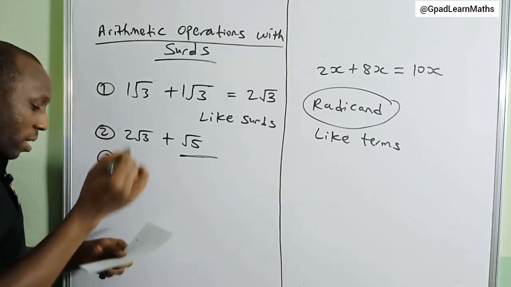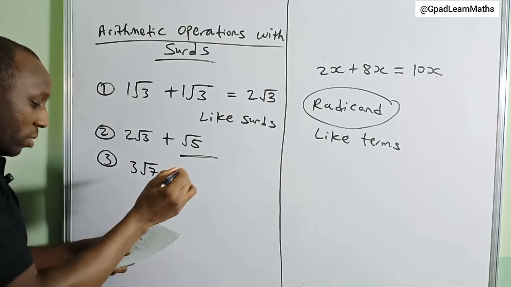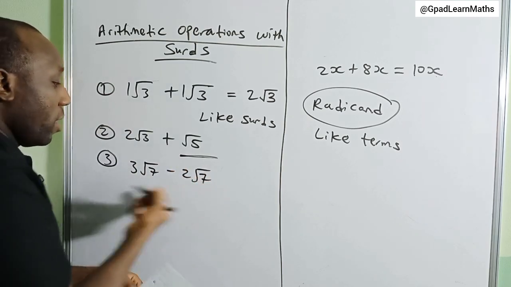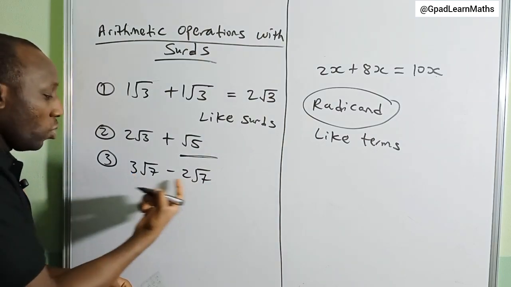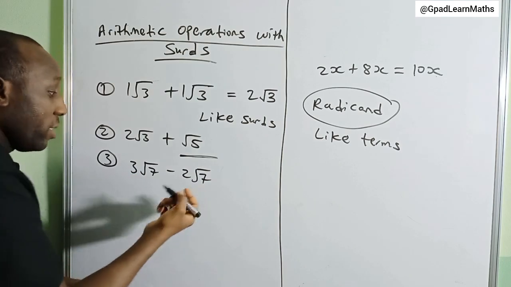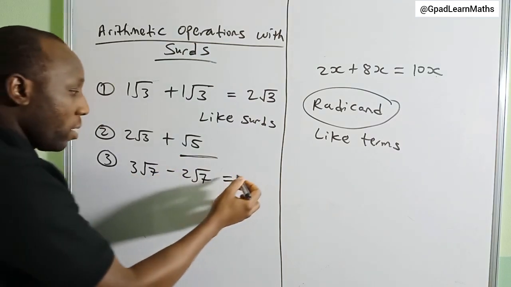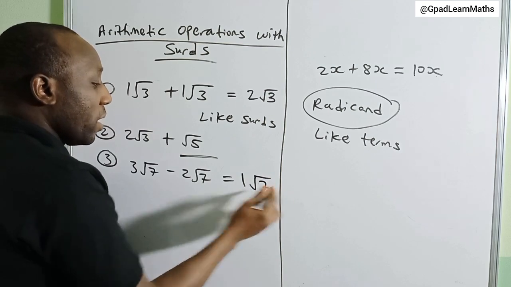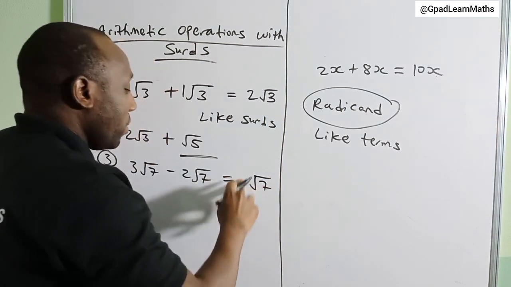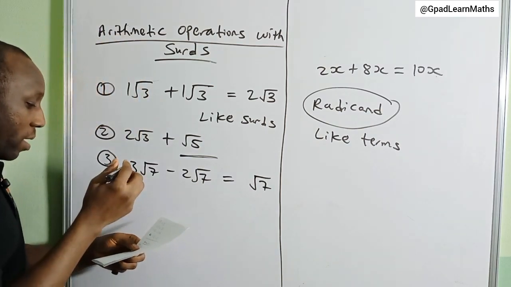So let's try another case. Let's say you have 3 root 7 minus 2 root 7. This is easier, right? Subtraction. They have the same radicand, so we can easily subtract, like I told you before. So you do 3 minus 2, which is 1, and then you maintain the common surd that they have, which is surd 7. You can decide not to write this 1 here. And the answer is surd 7.